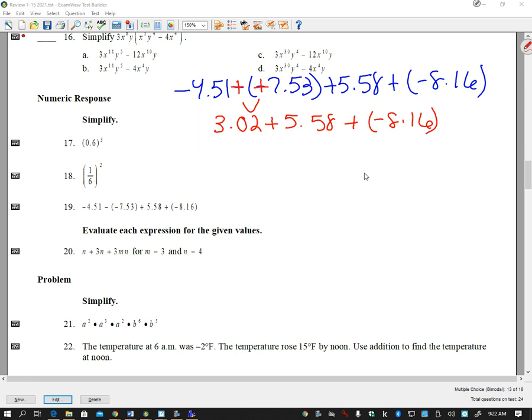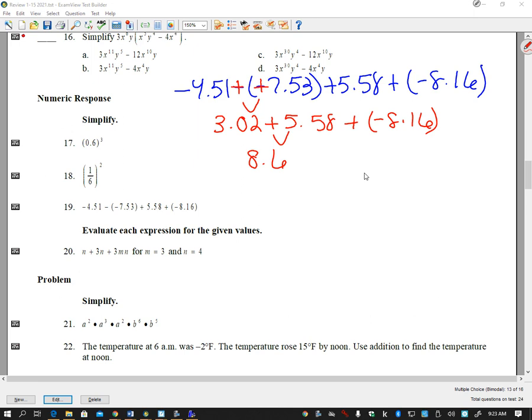Okay, just take a look at this line right here. What would you do next in what you see? Okay, perfect. 3.02 plus 5.58. Very good. What do we get there? So 3 plus 5 is 8, right? And we're going to add the 2 to the 8, which is going to be 10. It's going to round up, so 8.6. Would you agree with that?